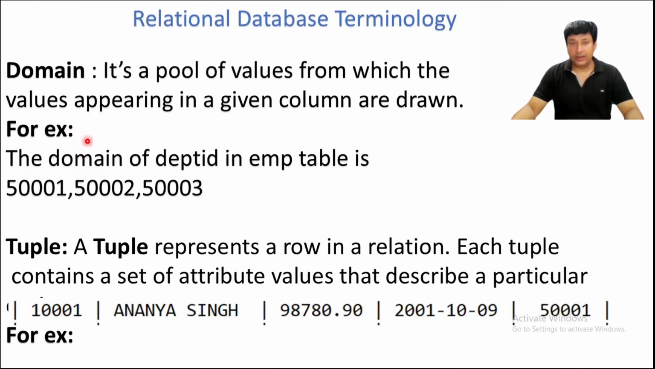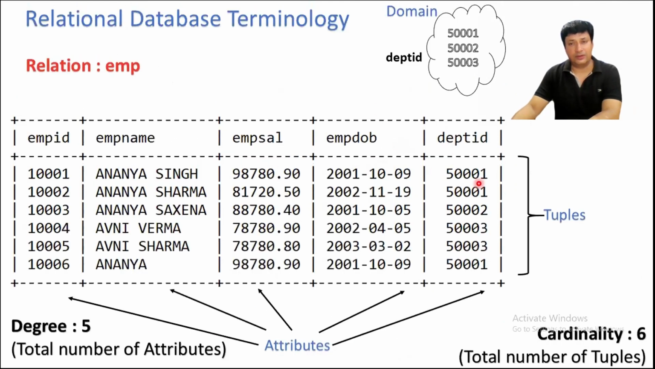Domain. It's a pool of values from which the values appearing in a given column are drawn. For example, the domain of the department ID in EMP table is 5001, 5002, 5003. You can also see here that we have the department ID, and all these values have been drawn from this pool of values, that is 5001 to 5003. Similarly, in EMP ID, the domain is 1001 to 1006. Similarly, in the various fields, EMP ID, EMP name, EMP cell, date of birth, the values have been drawn from their respective domains.